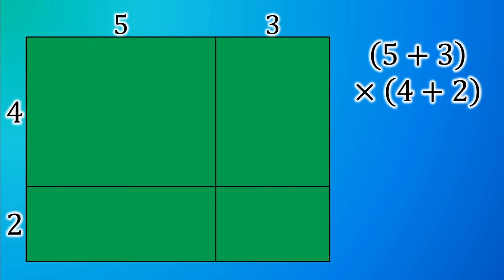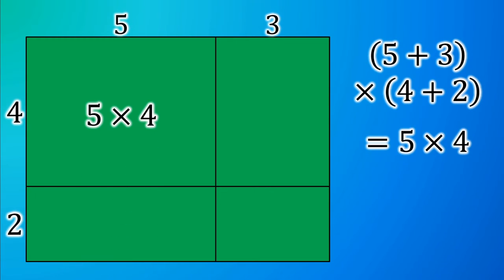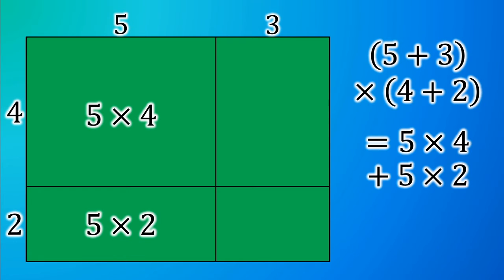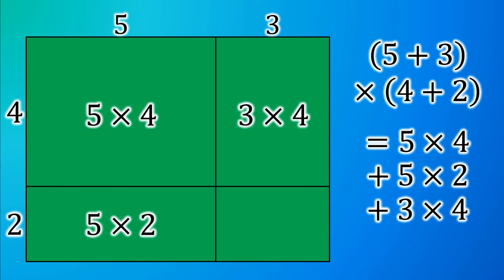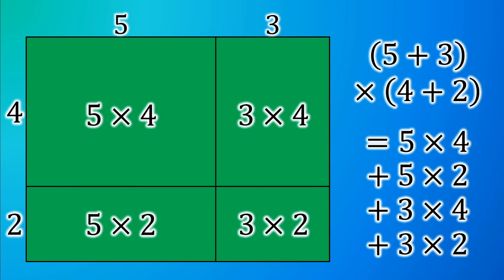Another way to find the total area of this rectangle is by adding the areas of the inner rectangles. Here's the area of the first inner rectangle: the inner rectangle's length times the inner rectangle's width. Here's the area of the second inner rectangle, and so on and so on. And so that means that those two expressions on the right are equal to each other.